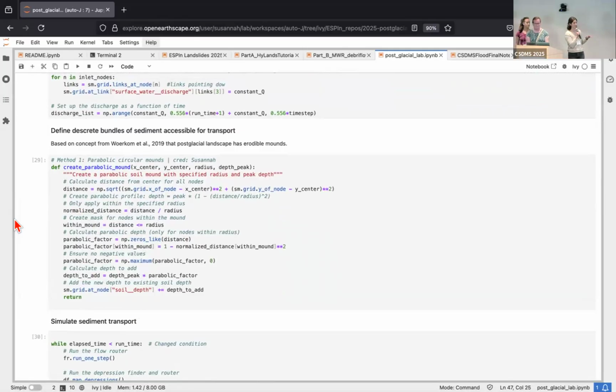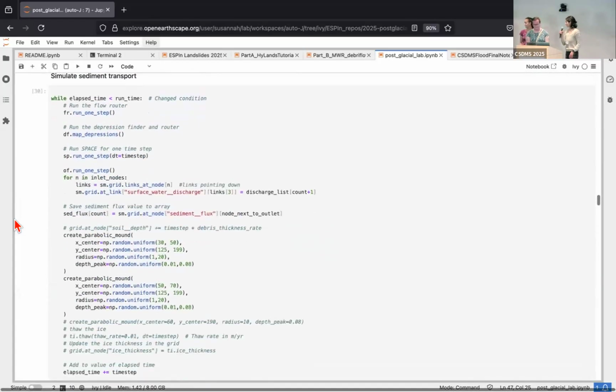And we made a component where you just plop in one of those piles of sediment at every time step in a random location between the two moraines. So I'll pass it to Tom to talk about vegetation.